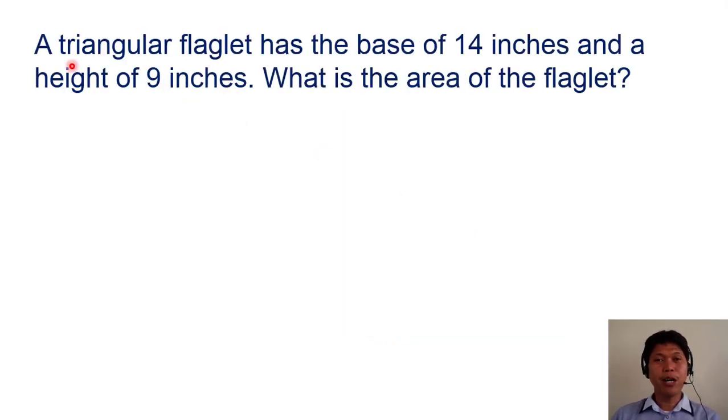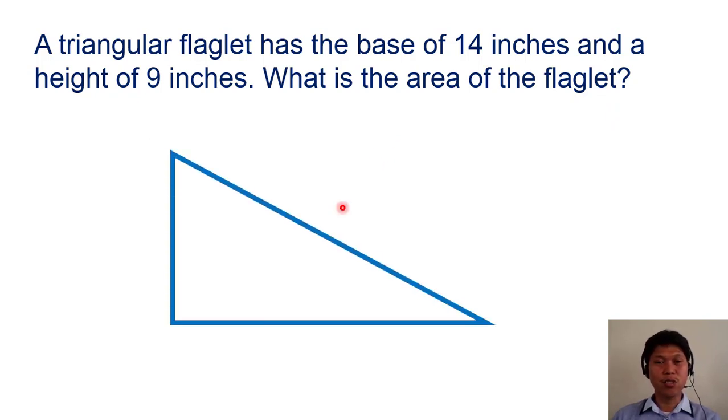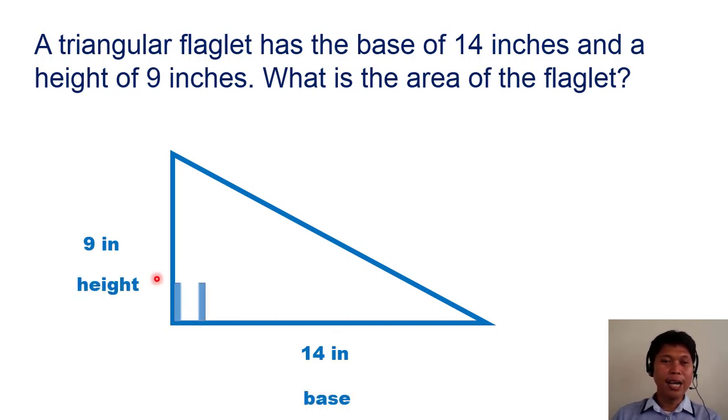Let's start with a problem analysis, and the problem goes like this. A triangular flaglet has a base of 14 inches and a height of 9 inches. What is the area of the flaglet? So the best way to solve this is first to visualize it. Assuming that this is the flaglet, its base is 14 inches and its height is 9 inches. So this is the base and this is the height. A height should be forming a square corner, showing this perpendicular box. It means this is 90 degrees.